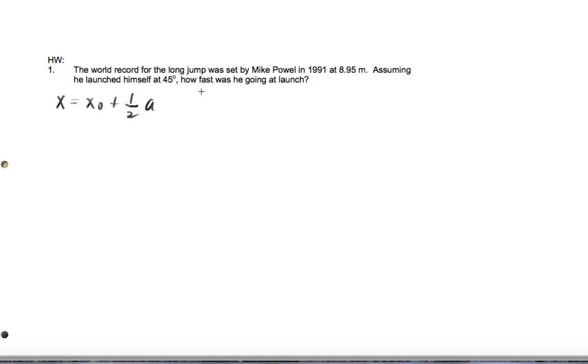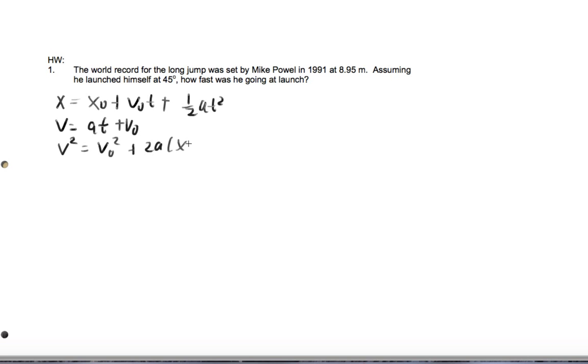So we have x equals x naught plus v naught t plus 1/2 a t squared. That's just our given position formula. Then we've got velocity: v equals at plus v naught. And finally, we've got the combined formula that eliminates time, that I'm going to write down. Notice there's no y or x components. This is just what it looks like on the AP.